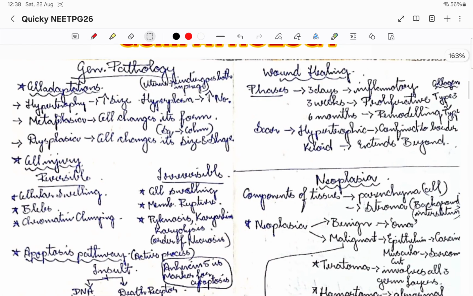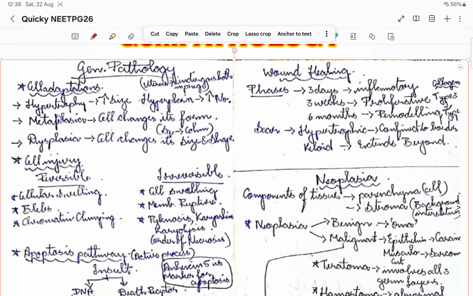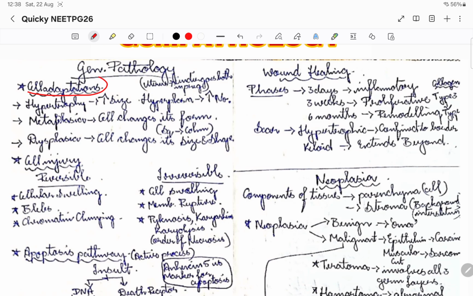The first thing is cellular adaptations. Cellular adaptations is the first topic, where the cells adapt themselves by increasing their size or increasing their number. Hypertrophy is nothing but an increase in size. Hyperplasia is an increase in the number of cells. Metaplasia is when the cell changes its form, whereas dysplasia is when the cell changes its size and shape.